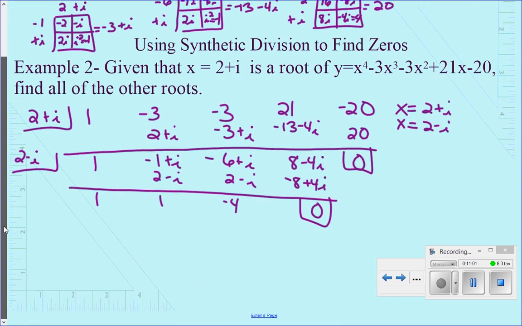And we're now 2 degrees down from the original dividend. So we know that this is quadratic. X squared plus x minus 4 equals 0, which looks like it doesn't factor, so we're going to have to either complete the square or use the quadratic formula. I'm going to use the quadratic formula.